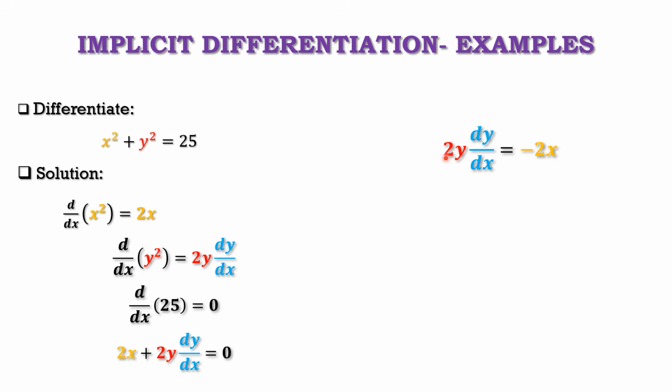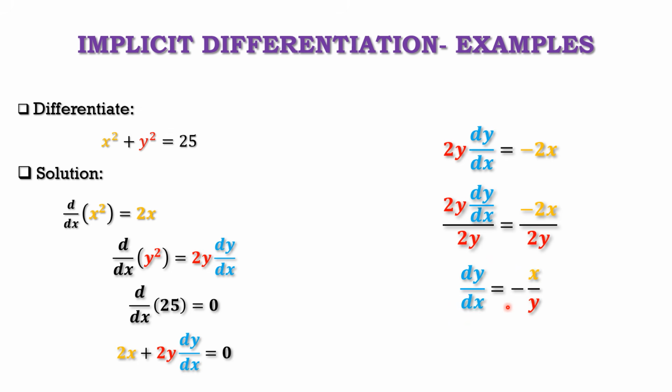So here we have 2y dy over dx equal to minus 2x. Since I am interested in dy over dx, I'll divide both sides by 2y, as you have seen here. Then my dy/dx will be equal to minus x over y. The 2 and the 2 will cancel each other. So this is the solution for the first example in a stepwise form.